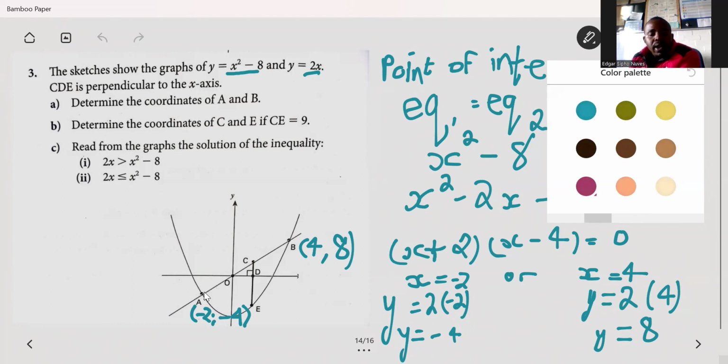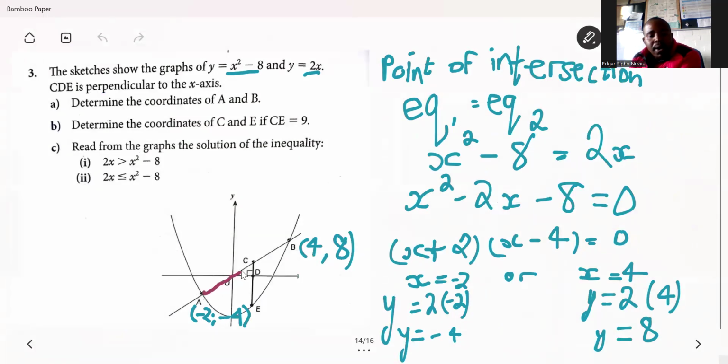Okay, so the region where the straight line actually is above the parabola is this part. You see from here, in this part, you see the straight line is above the parabola. So that's what they're asking. 2x is greater than x squared minus 8. 2x is a straight line. X squared minus 8 is a parabola. So they're looking for where the straight line is above the parabola. Here you see, before A, the parabola is above the straight line. Again, here, the parabola is above the straight line. But they're looking for 2x is greater than x squared minus 8, so where the straight line is above the parabola.